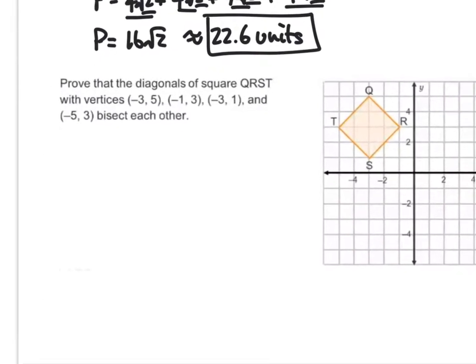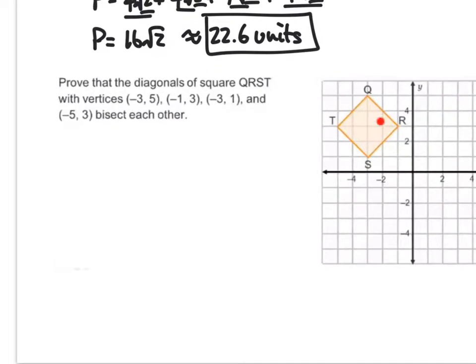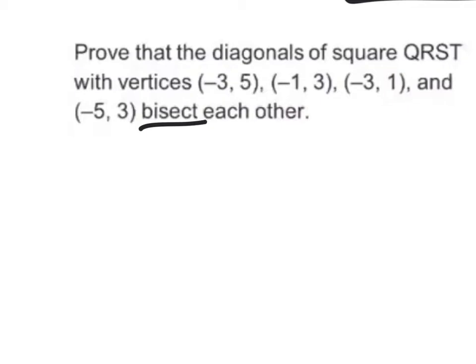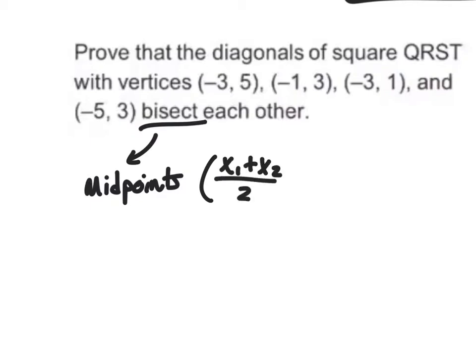It says, prove that the diagonals of the square QRST with vertices negative 3, 5, negative 1, 3, negative 3, 1, and negative 5, 3 bisect each other. So this one's a little bit interesting. If we're talking about bisecting, then we're really talking about finding the midpoints. And for the midpoints, remember we have the formula: x sub 1 plus x sub 2 over 2, comma, y sub 1 plus y sub 2 over 2. That's my midpoint formula.